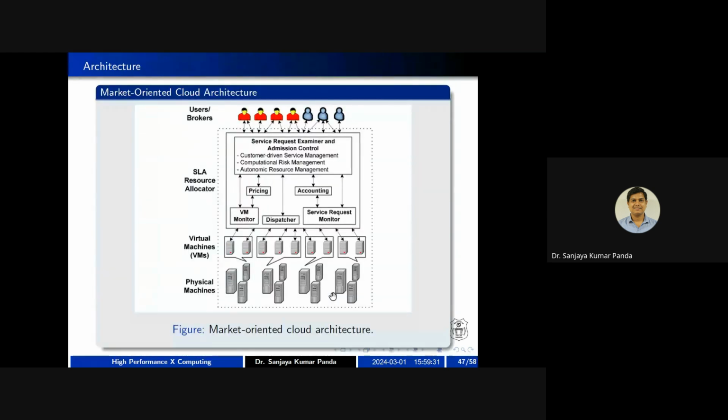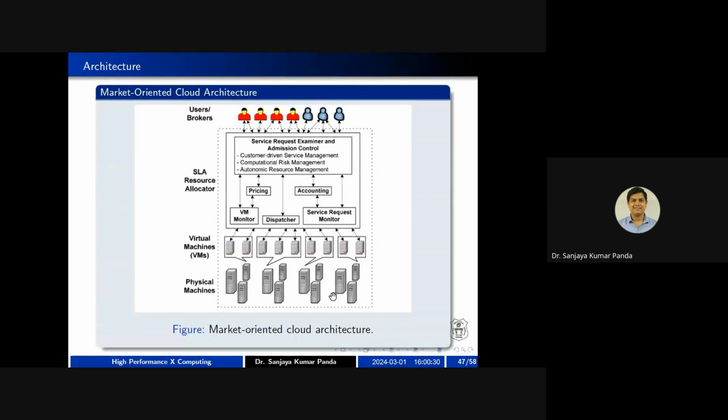Okay, this is the cloud architecture. There is no standardized architecture. Many authors propose many types of architecture. This architecture is called the market-oriented architecture. It is proposed by Professor Kumar. So what he mentioned is you have a user or broker.